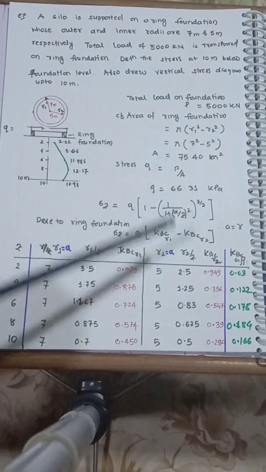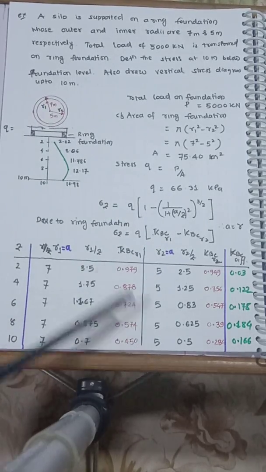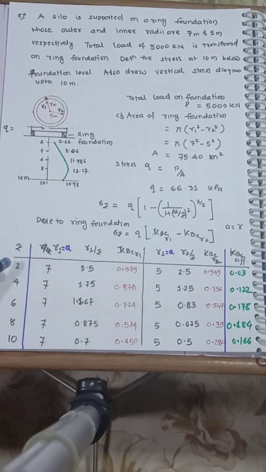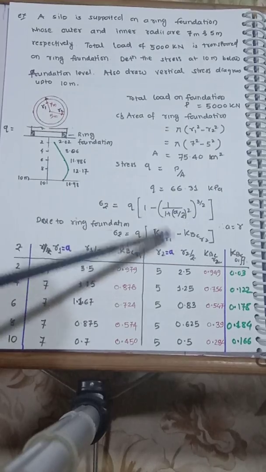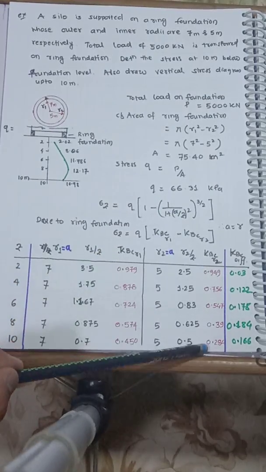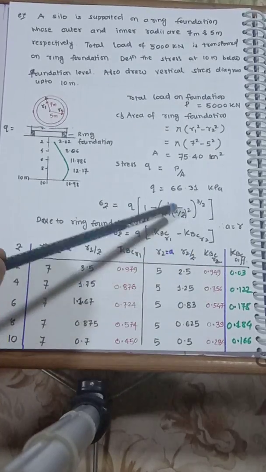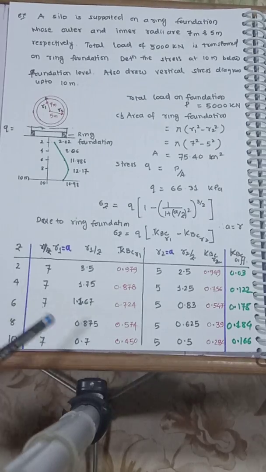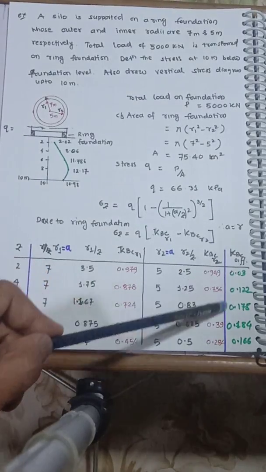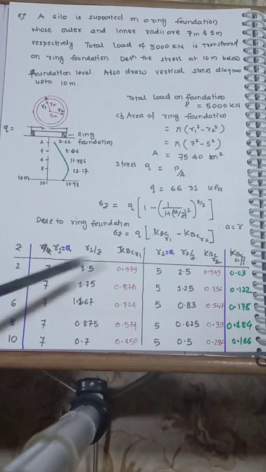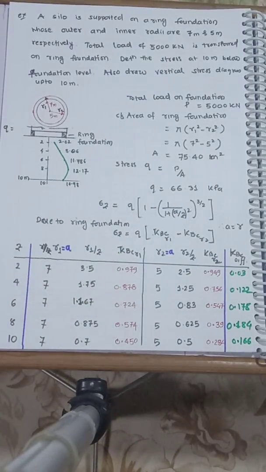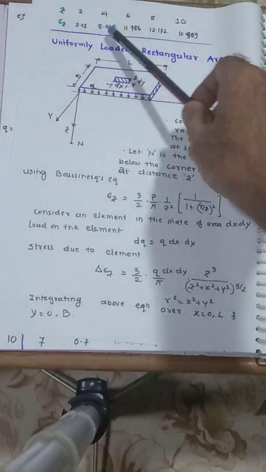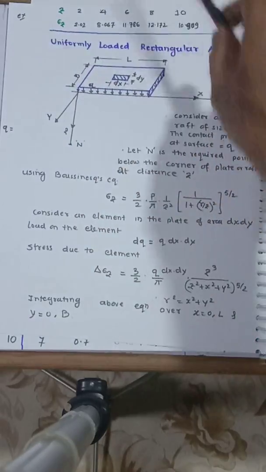Then for the inner one, radius is 5 meter. Again Z is common here. So find the r2 by Z values. Again substituting in the equation, you get the K value for the second radius. So subtracting these two, you finally get the net values with respect to Z. When you multiply it by q, you get the distribution. I have shown it here as Z versus the sigma Z values.